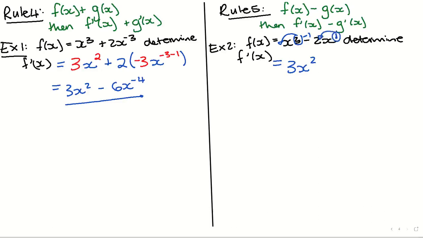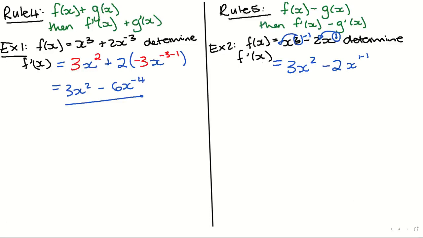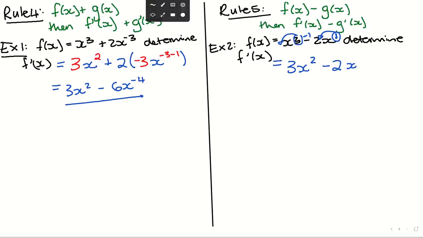So minus 2 times 1 still gives you minus 2. And minus 1 from that. So we end up having x to the 1 minus 1, which ends up giving you 0, right? And what do we know about anything to the power of 0? Well, that whole item then becomes 1. So we end up having 3x squared minus 2, because that becomes a 1, right? Okay, are we happy with that? It's not really difficult.